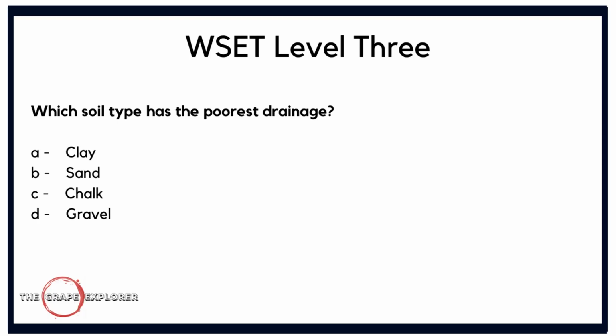So, which soil type has the poorest drainage? Is it A, clay, B, sand, C, chalk, or D, gravel? Again, on the face of it, this might seem like a relatively straightforward question, but we're talking about you doing this in an examination environment. For me, that always makes it harder. It's only easy if you know it.